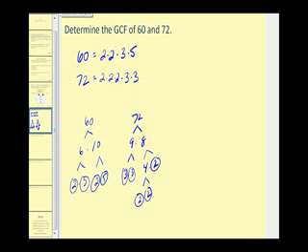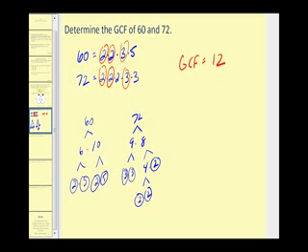Now we'll identify the prime factors in common. Notice this has 2 factors of 2, this has 3 factors of 2, so they have 2 factors of 2 in common. They also have 1 factor of 3 in common. So this overlap of prime factors represents the GCF. The GCF is equal to 2 times 2 times 3, which is equal to 12.